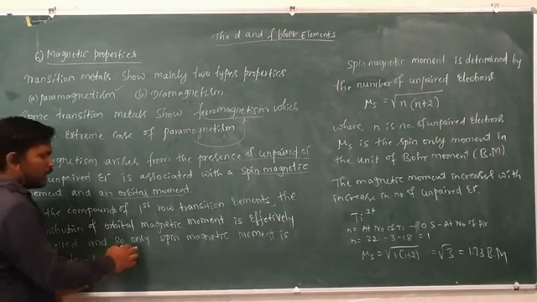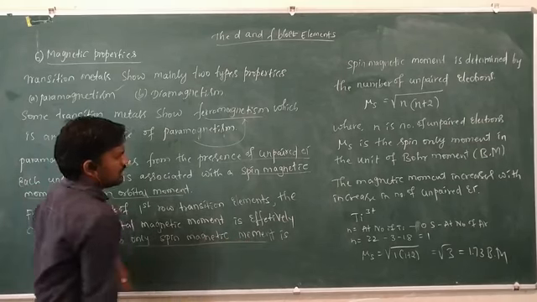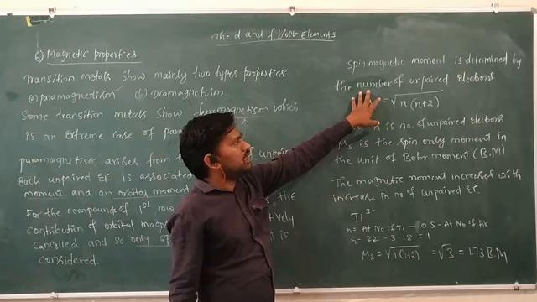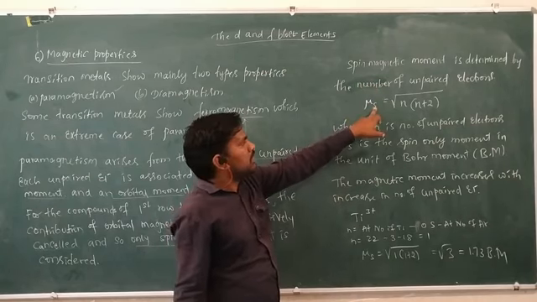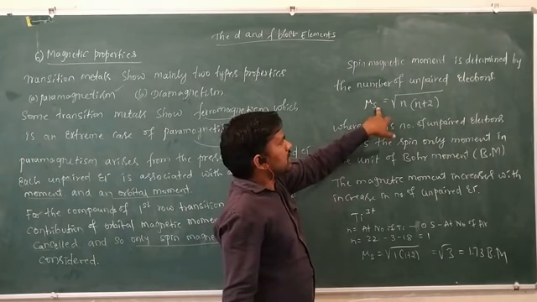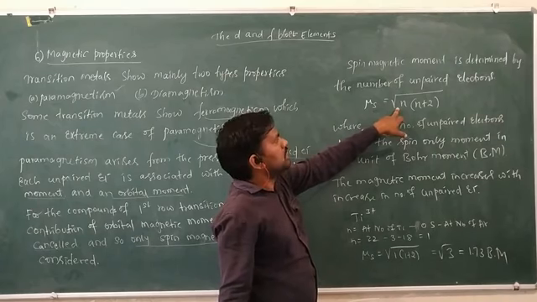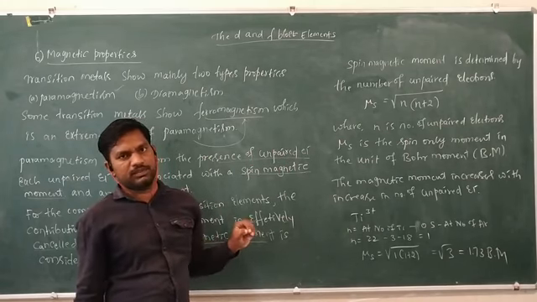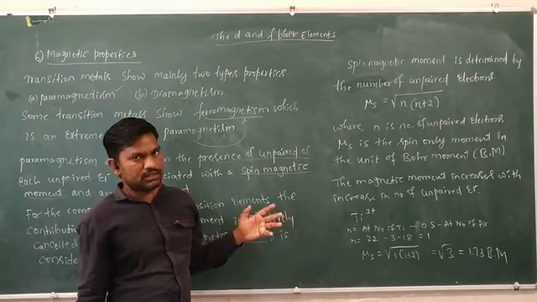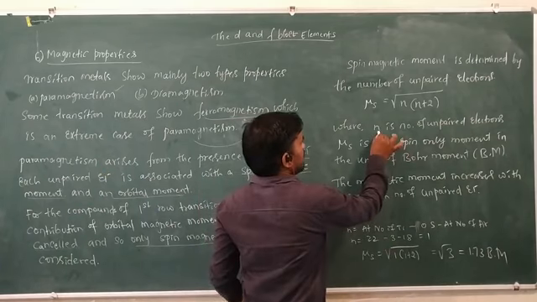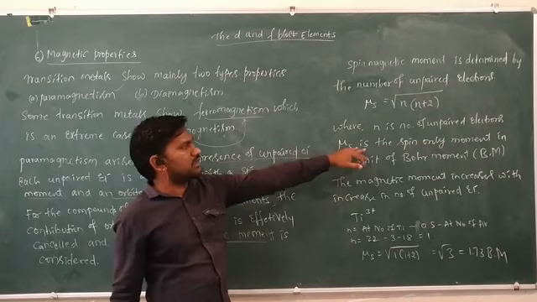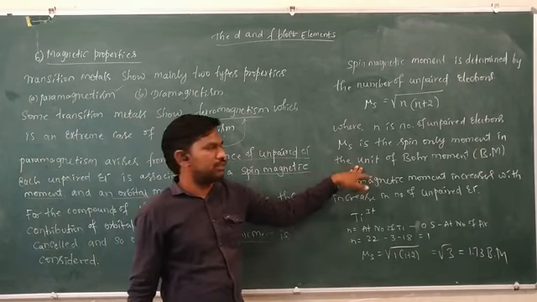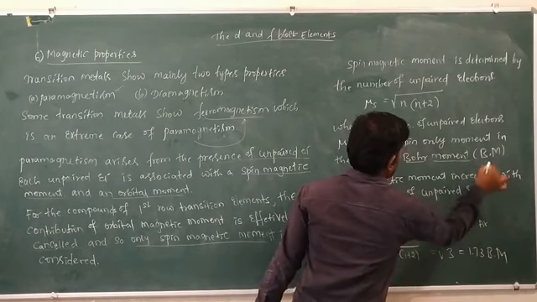How is the spin only magnetic moment calculated? It is determined by the number of unpaired electrons using this formula: mu s equals under root n into n plus 2, where n is the number of unpaired electrons, and mu s is the spin only magnetic moment in units of Bohr magneton, BM.